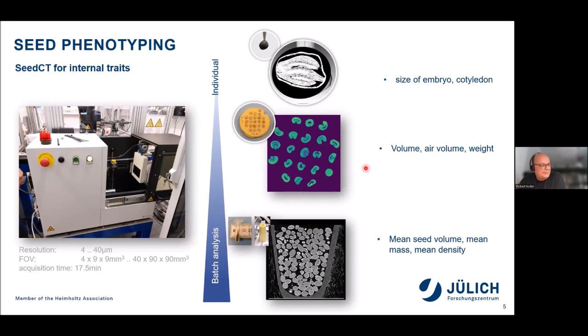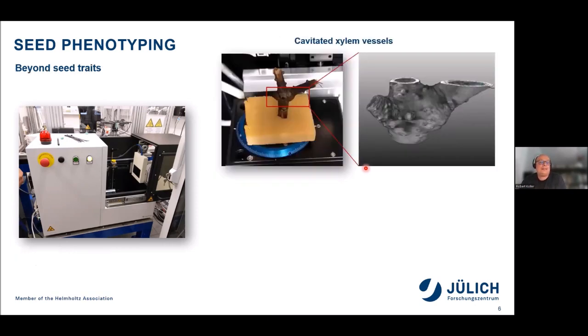Since it's a CT, it's also open for other examples or other objects that we are interested in. And one aspect is, for example, we can also look inside little twigs like this one here, and then we could display the cavitated vessels of this twig. So we can really look inside, non-invasively, and determine, for example, the vessels inside of a twig.